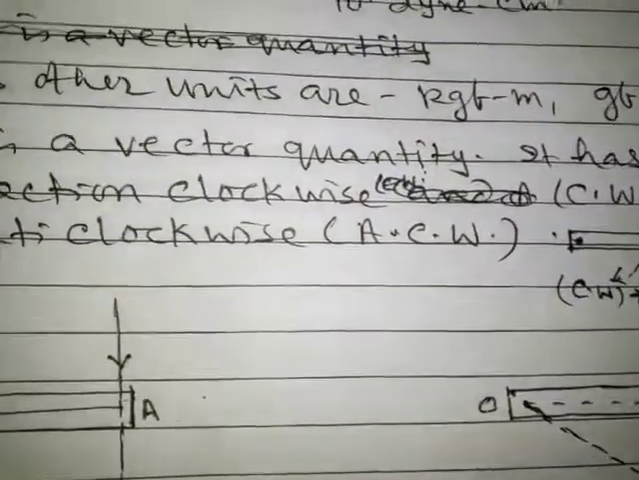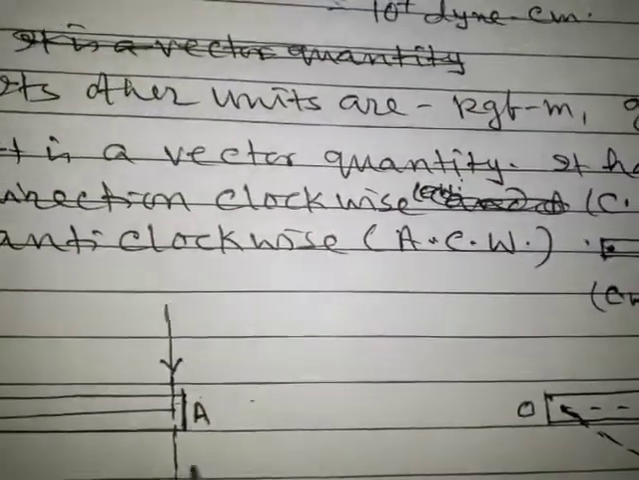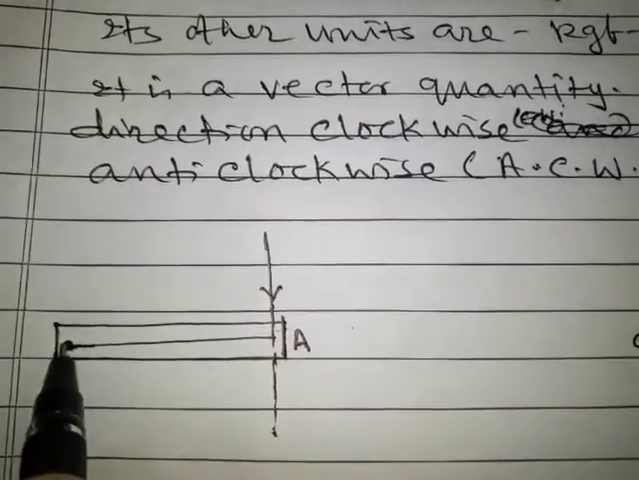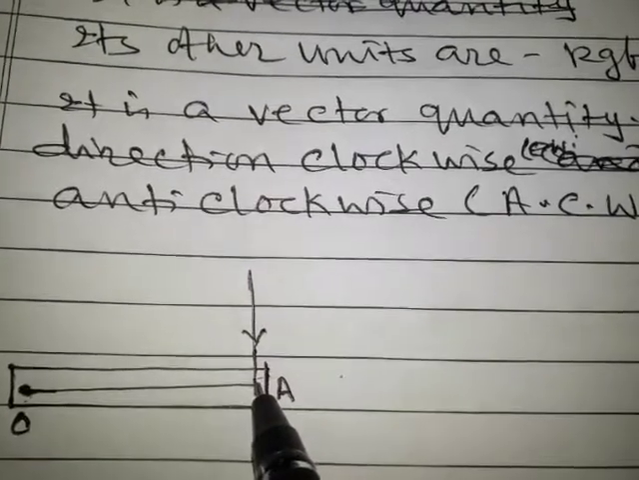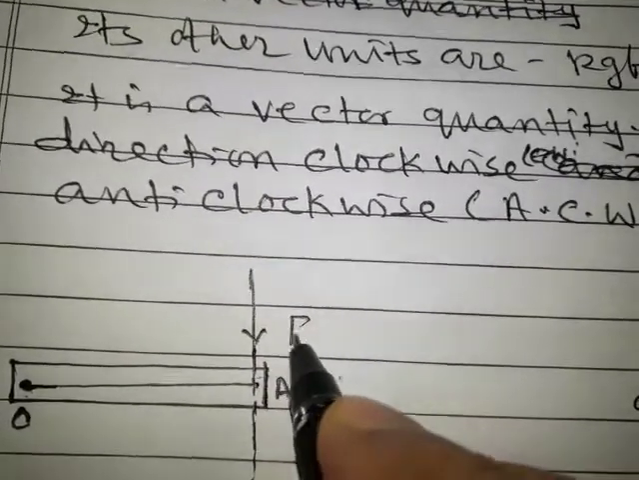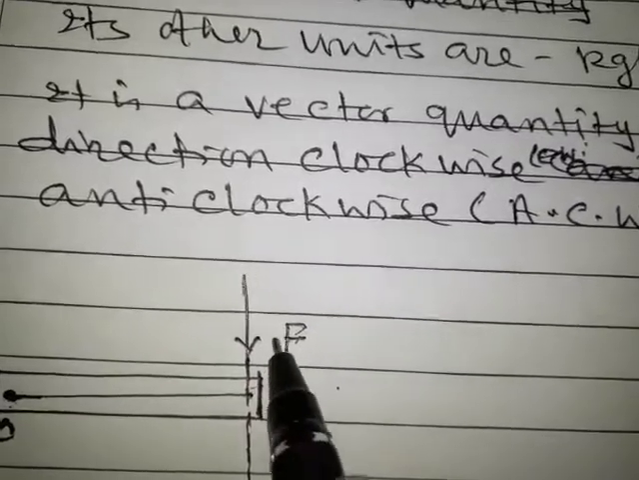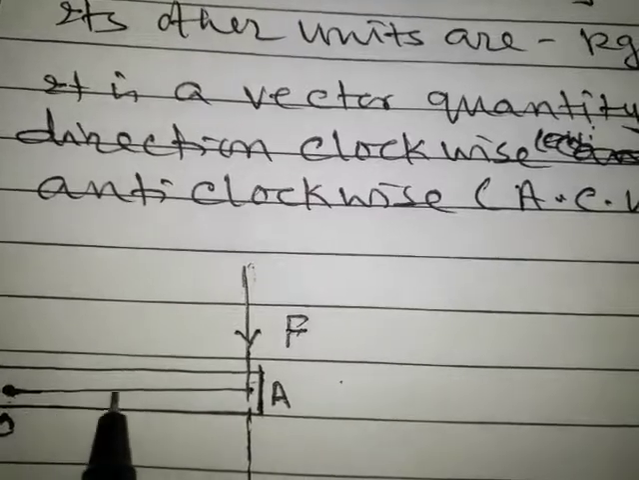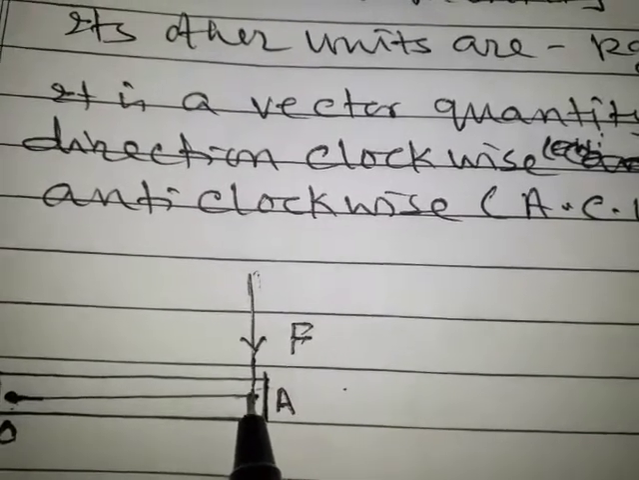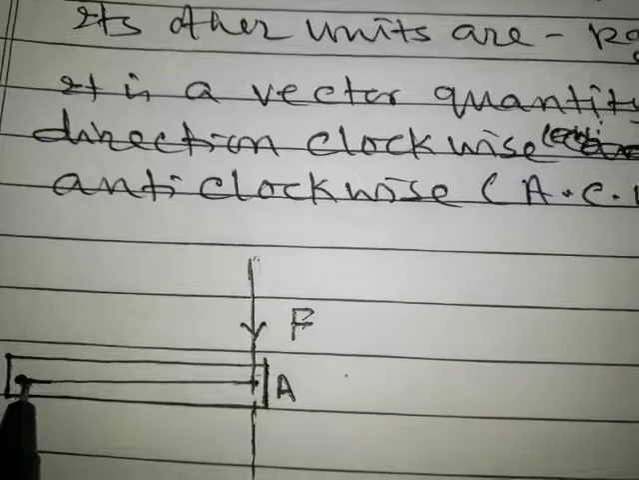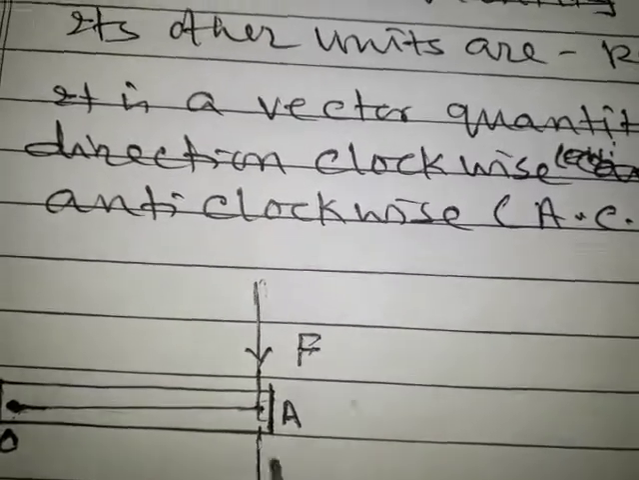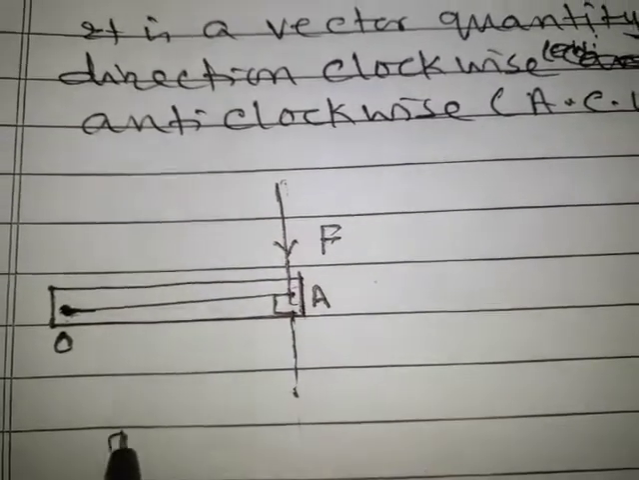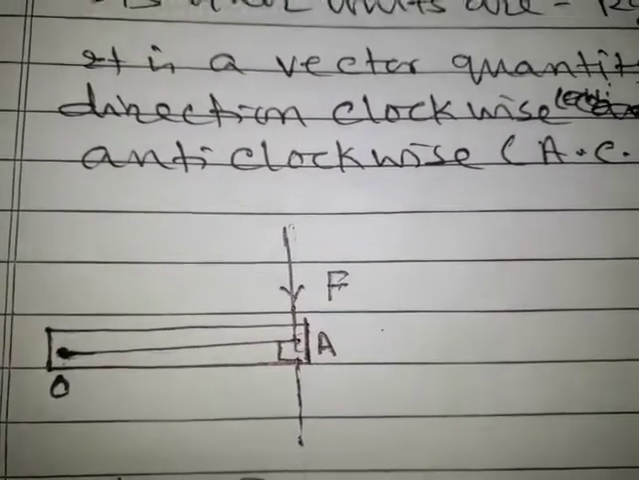Now what is the expression for moment of force? Suppose we are considering two different cases. Here is the point of rotation O, A is the point of application of force, and the force applied is F. Now in this case, see, the line of action of force is perpendicular to this. What does it mean? The perpendicular distance is itself OA. This angle is 90 degrees. So in this case, this torque will be F into OA.